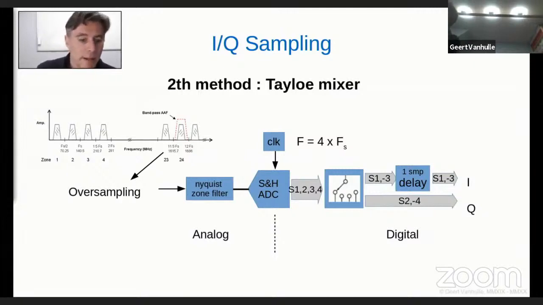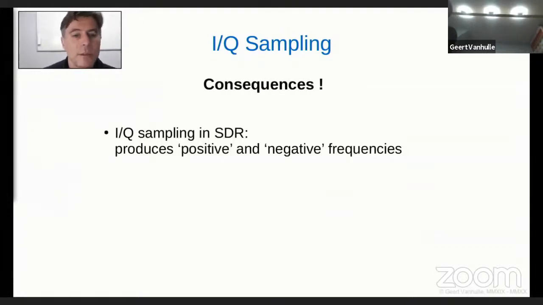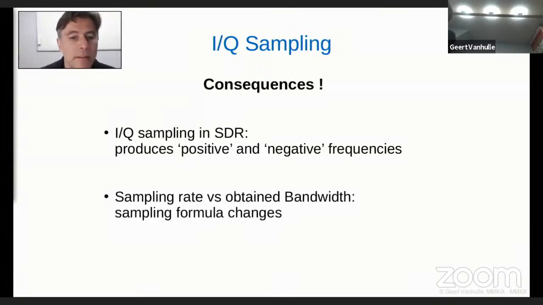The whole IQ sampling system has some consequences. And what are these consequences? Well, the side effect of IQ sampling is that it is producing positive and negative frequencies. And this is something that is often misunderstood, because it's something strange, negative frequencies. How on earth can you produce negative frequencies? And the second thing is that the sampling rate versus the obtained bandwidth, the formula that we will have to use there is changing. So the sampling formula normally, the Nyquist-Shannon formula, that we need to sample at double the frequency of the highest frequency that we need, this will change. We will discuss this also in the continuous slides.